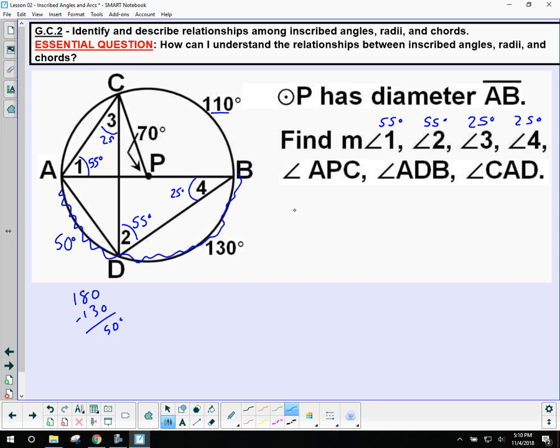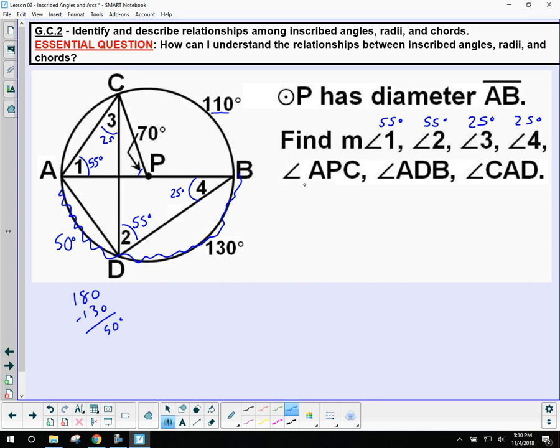APC, let's see. A, P, C. But it says it's 70 degrees. Am I looking at this right? A, P, C. It says 70 degrees right in here. I must have left out a letter somewhere. Man, I'm losing my mind. I don't know. Put it there.